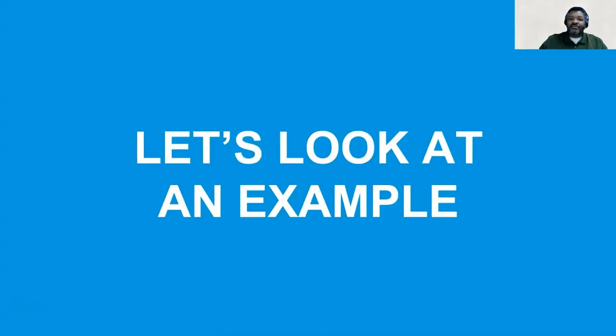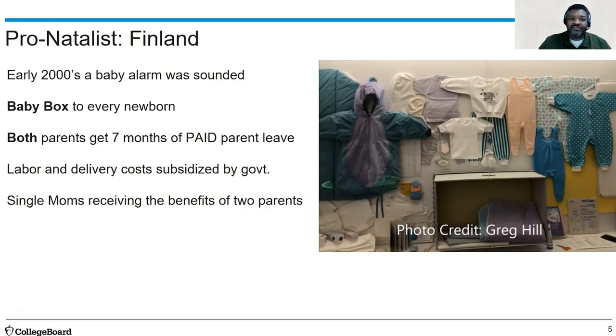Let's look at an example. How does the government of Finland support its newborns? First of all, each newborn is given a baby box. A baby box contains, as shown, a box with a mattress. Often this is a baby's first bed. Also included are baby clothes, diapers, and other supplies to help a newborn's family get their start.